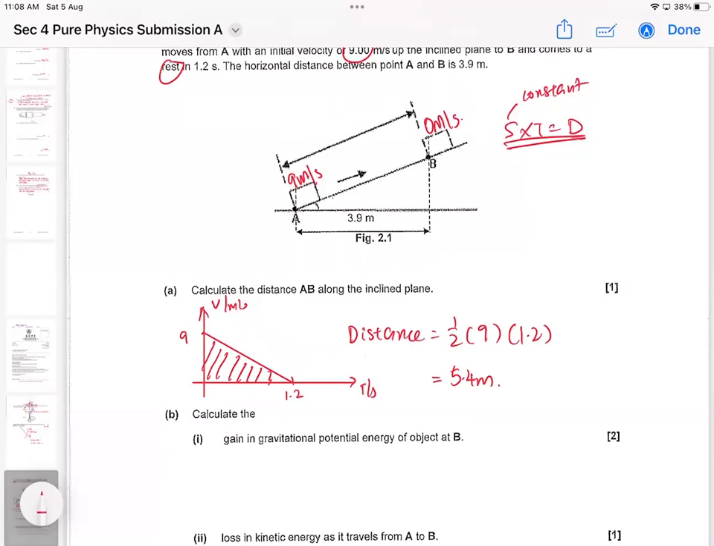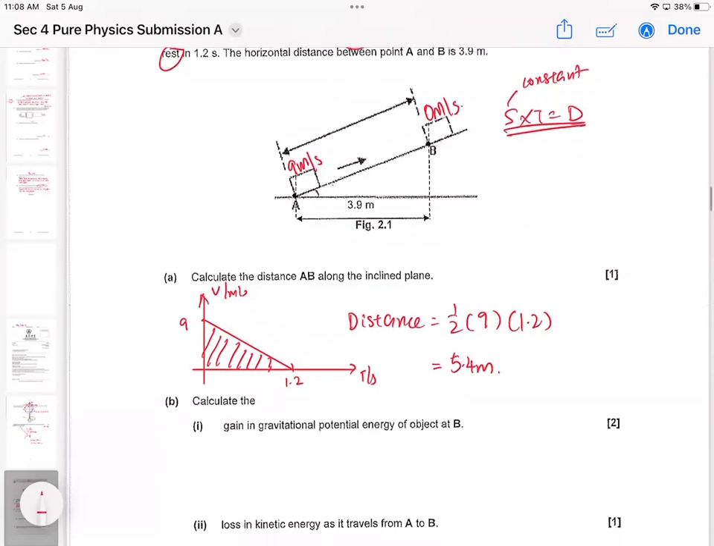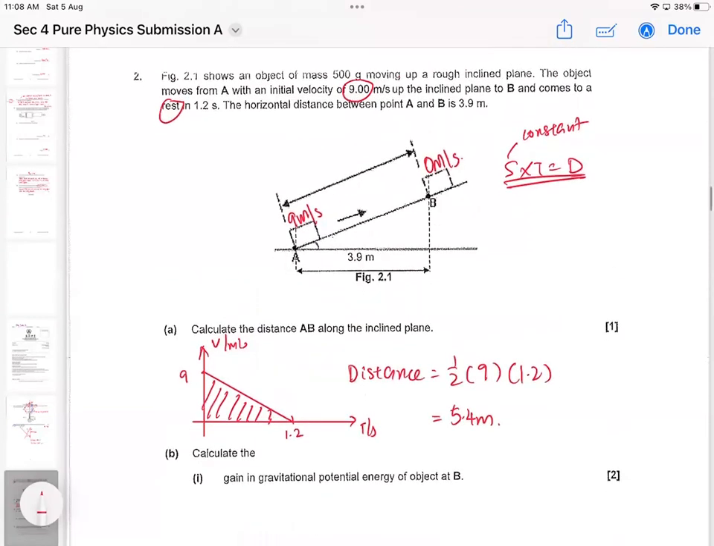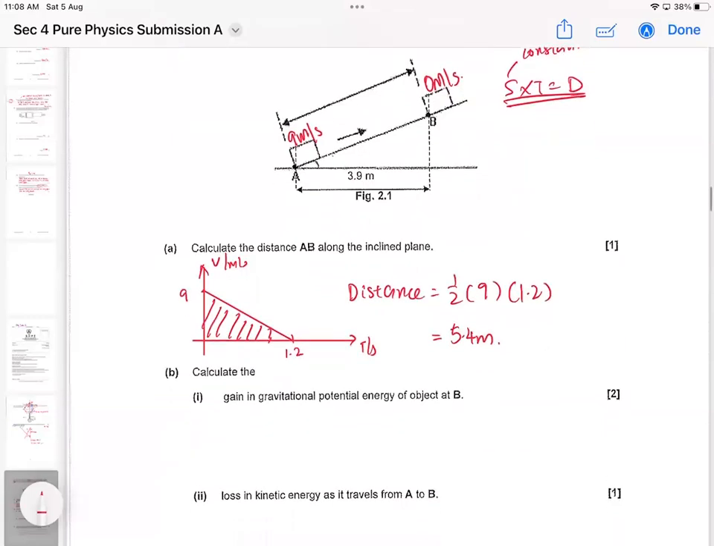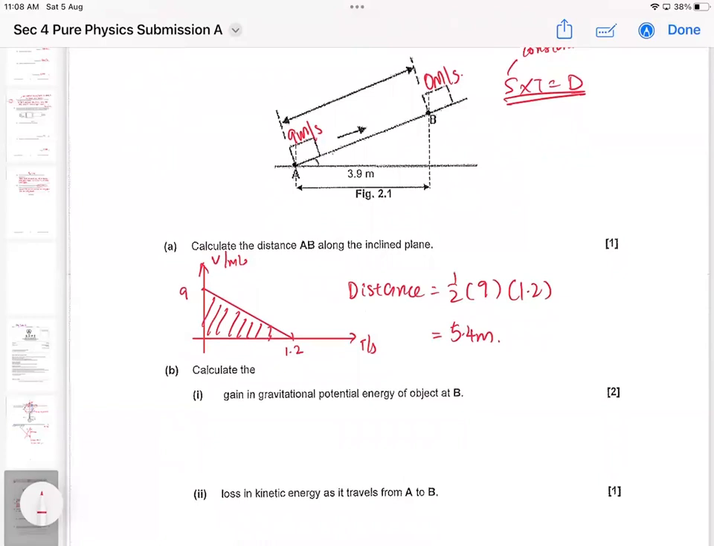Okay, so from here, the question asks for potential energy at B. We do not have any pushing force, so we can't do work done along AB. The only way is to do mgh by finding the distance here. Let's say this is your h. So we have to do gain in GPE, which is mgh. The mass we have is 0.5, g is 10, and h is what we need to calculate.